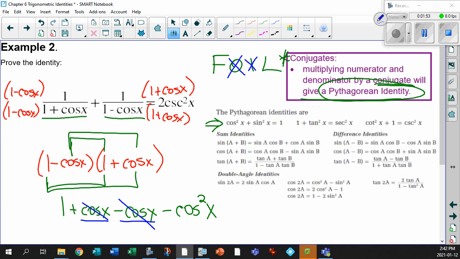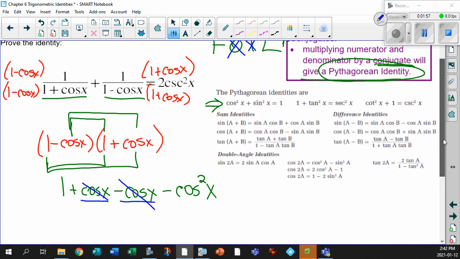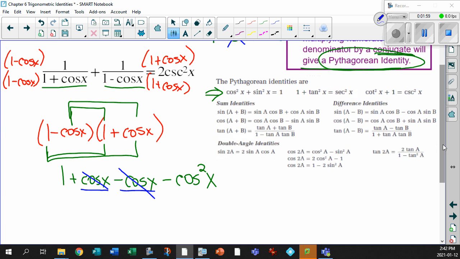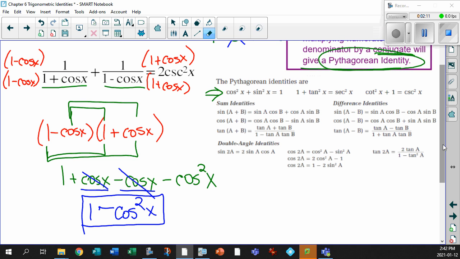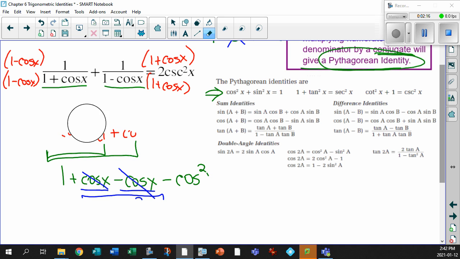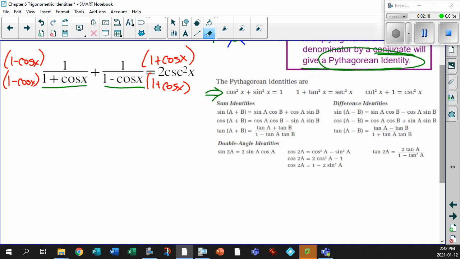Do you remember that? Yes, we did this like crazy in Math 20. But I want to show you that this actually becomes 1 minus cos squared x, which is a difference of squares, and that's why we use conjugates. Okay, enough said with that. Now that we've got the background information, let's go back and do it all over again. Ready? Here we go. Okay, watch.